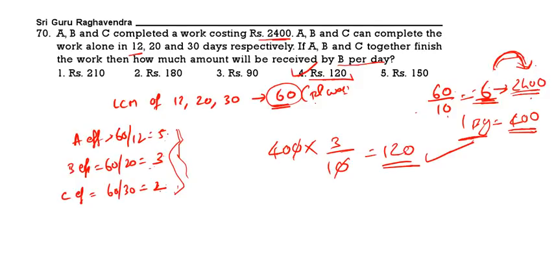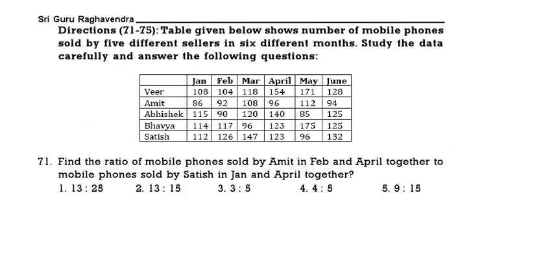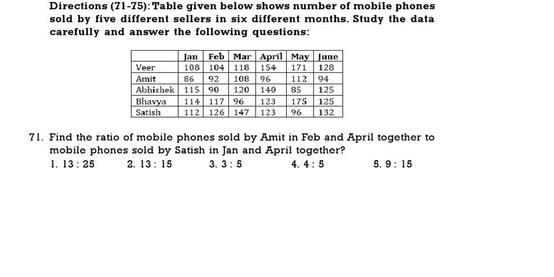See the next question, 71 to 75. This is based on the table data. The table given shows the total number of mobiles sold by 5 sellers in different months. Study the data, then answer the questions. So by seeing the data, we have to answer the question. Find the ratio of mobiles sold by Amit in February and April.